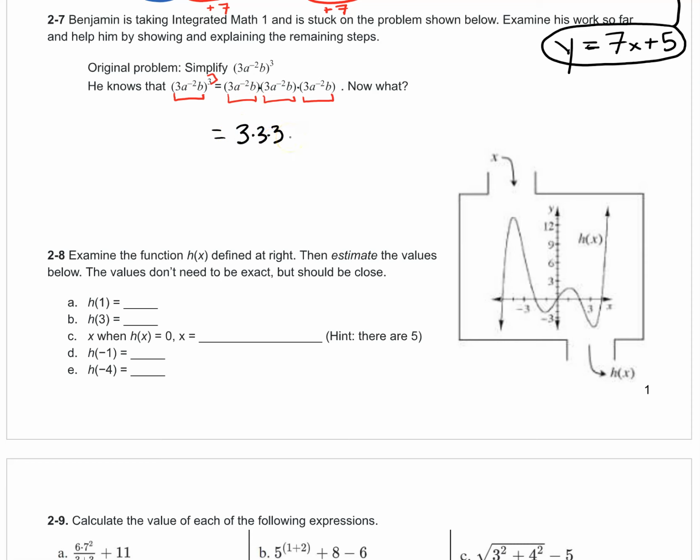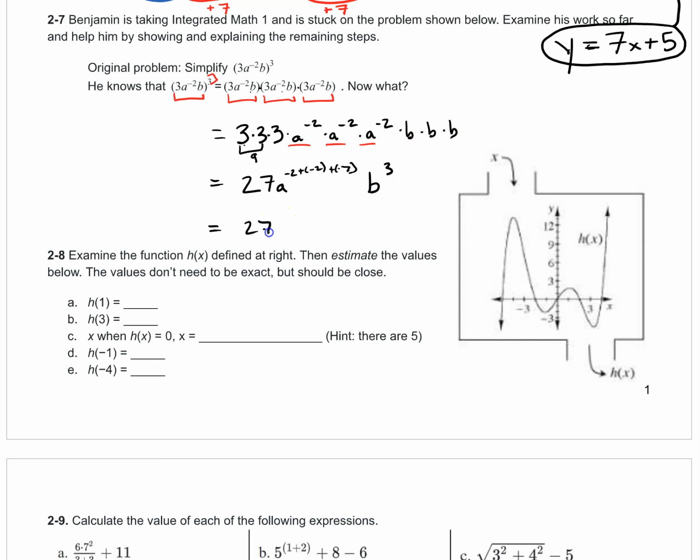Let's rearrange. 3 times 3 times 3. And then we have a to the power negative 2 times a to the power negative 2 times a to the power negative 2. And then we also have 3 b's: b times b times b. Alright, so 3 times 3 is 9. And then if we times that by 3 again, that is 27, a to the power. When you multiply two terms with the same base, their exponents add. It's negative 2 plus negative 2 plus negative 2. And then b times b times b, that's b repeated 3 times, so that's b to the power 3.